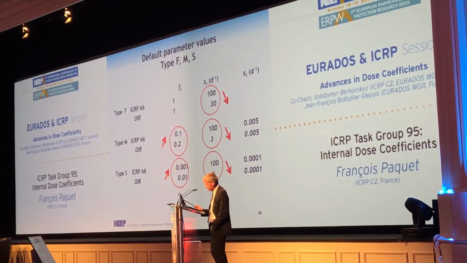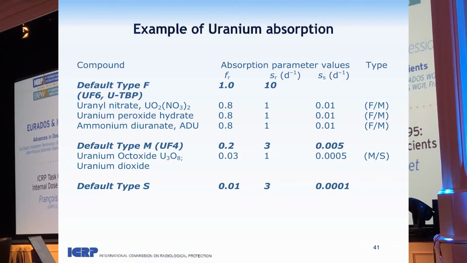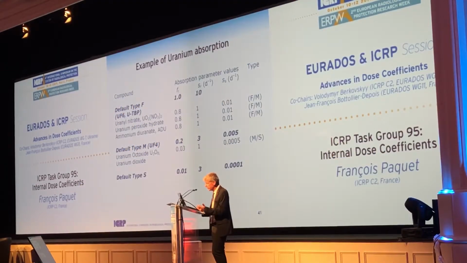And one thing which is also important is that in the new human respiratory tract model, we allow element-specific values for some data, which really try to better fit the reality of what we observe in experience. And this is why, for example, for uranium absorption, we try to be as specific as we may. Here, for uranium absorption, we have default type F, default type M, and default type S, but we also have for some specific compounds, such as uranyl nitrate or uranium peroxide hydrate, etc., specific data, just because we consider that we had in the literature enough data to derive specific parameters for this specific element. And this is really progress compared to the previous model, where we had more default values.